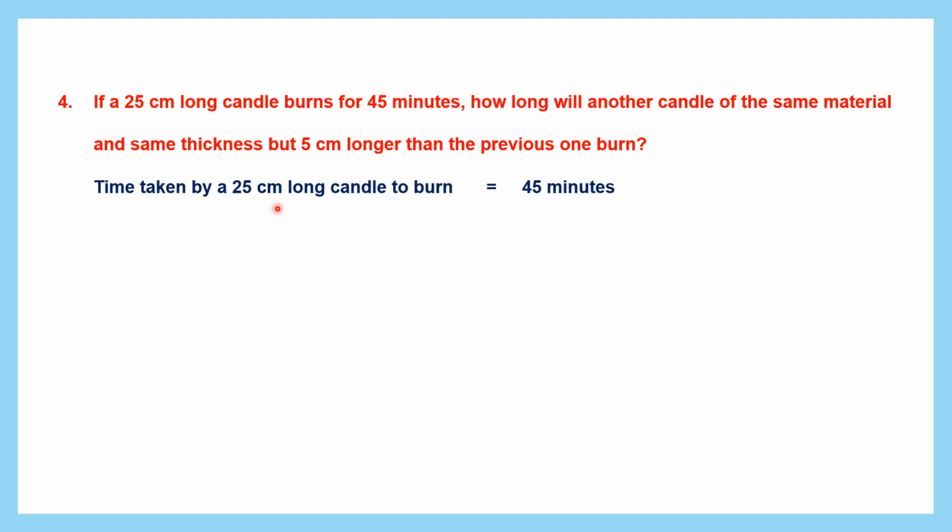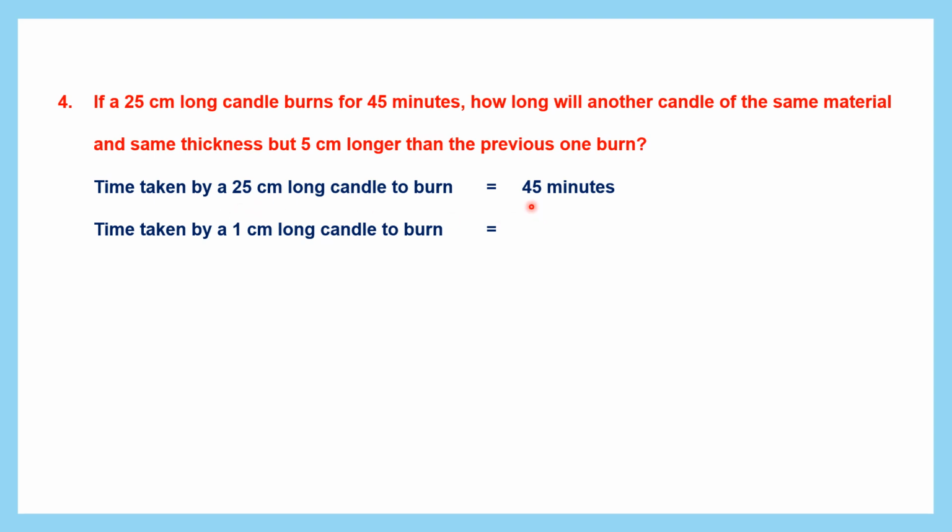So here time taken by a 25 centimeter long candle to burn is 45 minutes. We need to understand our problem, so read slowly and carefully. If a candle is 25 centimeters long, it took 45 minutes to burn. That means if you have a candle that is 1 centimeter long, will it take more than this or less than this? If it's 25 centimeters long, it took 45 minutes. If it's 1 centimeter long, it will take less time, isn't it? 1 centimeter is very small compared to 25 centimeters. So it's going to take less time.